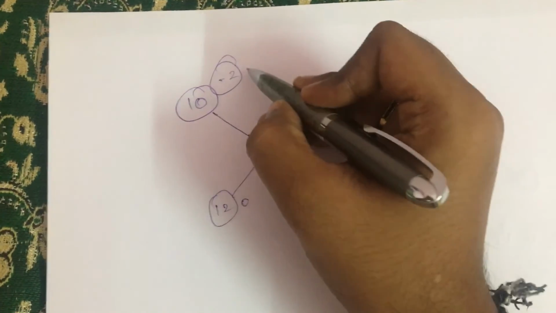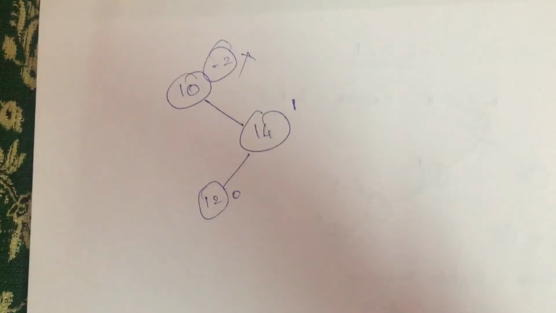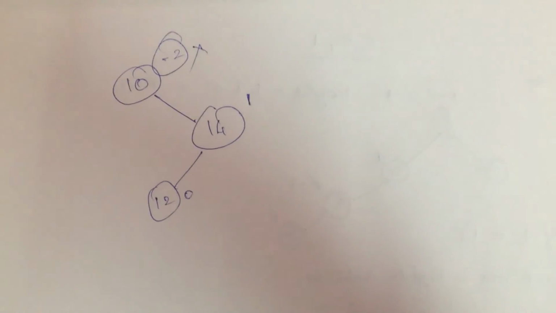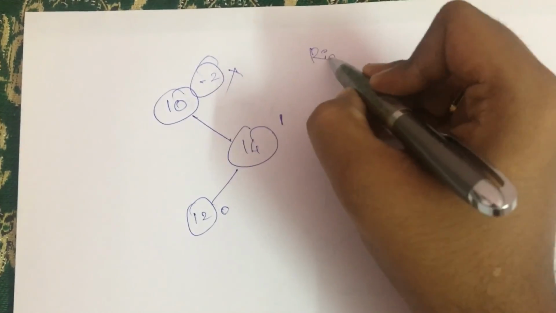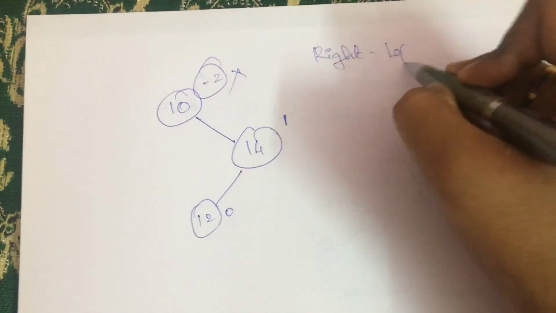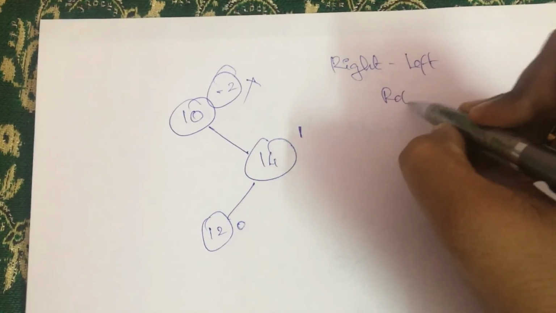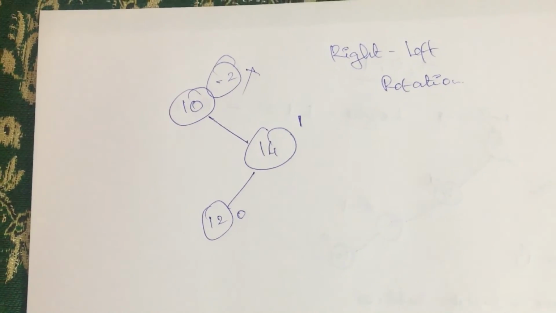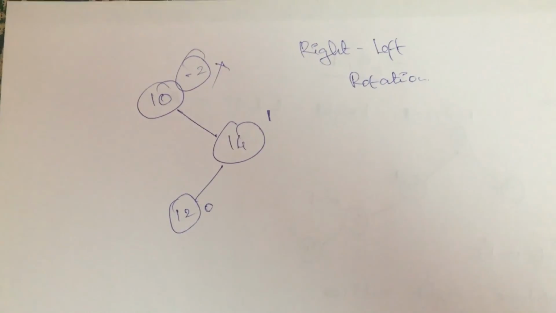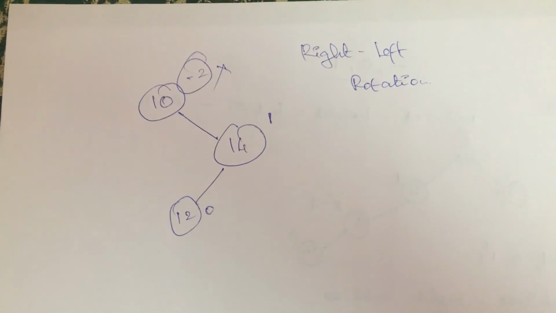For 14 it will be 1, and for 12 it will be 0. So -2 should not be there. We have to do the rotation process. So what I'm going to do is follow something called a right left rotation. What about right left rotation? First I want to rotate it one step right, and then I want to rotate it towards left.